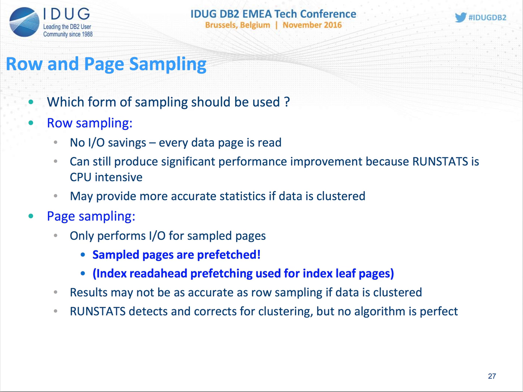I recommend going with the page sampling. I haven't seen cases where it's significantly more incorrect, or less accurate, than the row sampling, and that's the default that we use for the auto sampling option as well. So I'd say go with page sampling.